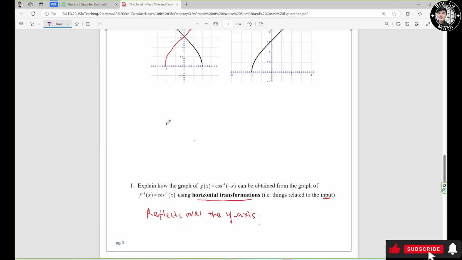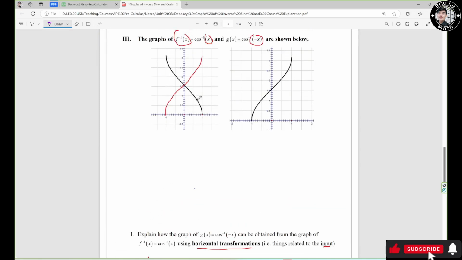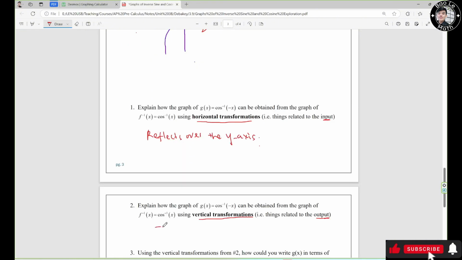Now, I'm going to reflect the original function over the x-axis. I know that the intersection right here should be negative pi over 2. This one right here should be pi over 2. Now I translate this one up pi units to get the rest one right here. So I add pi. The first one I reflect the original function over the x-axis, and then I translate up pi units.